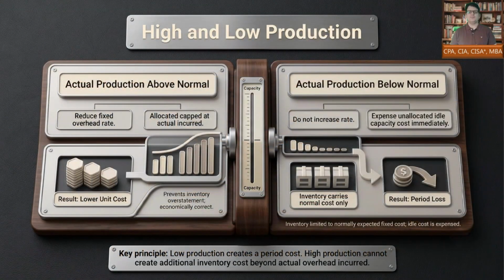When actual production is above normal, the overhead rate is reduced so that total allocated fixed overhead does not exceed actual fixed overhead incurred. In other words, high production cannot create extra inventory cost beyond actual overhead. When actual production is below normal, the company does not increase the rate to load more fixed overhead into each unit. Instead, unallocated fixed overhead is expensed in the current period. Low production creates idle capacity cost, and that cost is a period cost. The core rule is simple: inventory carries normal production cost, not the cost of unused capacity.